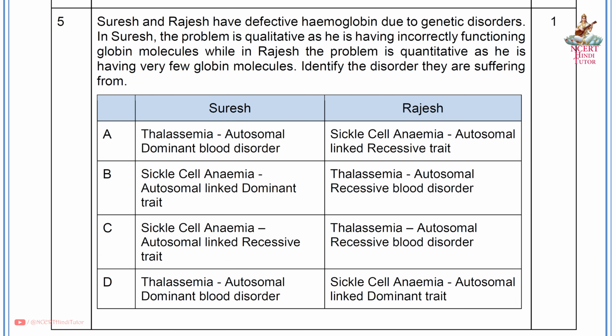Question 5. Suresh and Rajesh have defective hemoglobin due to genetic disorders. In Suresh, the problem is qualitative as he is having incorrectly functioning globin molecules, while in Rajesh, the problem is quantitative as he is having very few globin molecules. Identify the disorder they are suffering from. Answer C. Suresh, sickle cell anemia, autosomal linked recessive trait. Rajesh, thalassemia, autosomal recessive blood disorder.